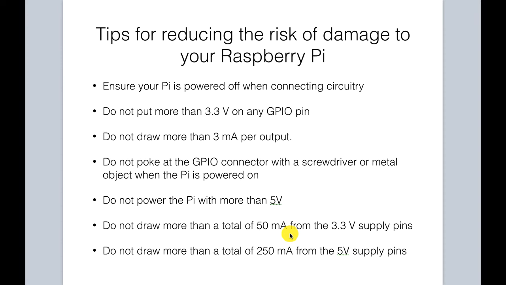Also, in working with the 3.3 volt supply pins, you should not draw more than a total of 50 milliamps from these pins. This excessive current draw, again, could permanently damage your Raspberry Pi. And also, when working with the 5 volt supply pins, you should not draw more than a total of 250 milliamps. Again, drawing a large amount of current could damage your Raspberry Pi, so be careful in working with those pins.